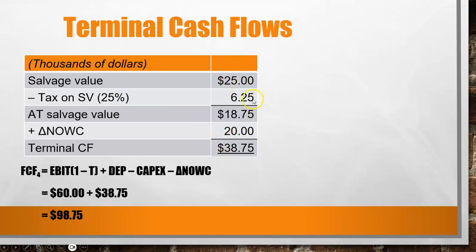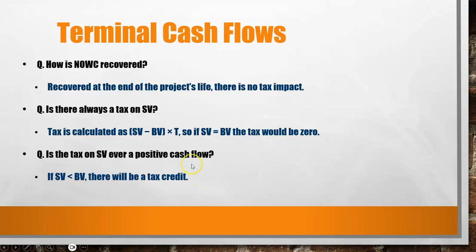Terminal cash flows, this just means at the end of it when we sell it, salvage value is 25. We have our tax because we took the tax all at the beginning. So we have 18.75, our net operating working capital of 20, our terminal cash flow is 38.75. So our free cash flow is 98.75 in thousands. So this is a profitable idea.